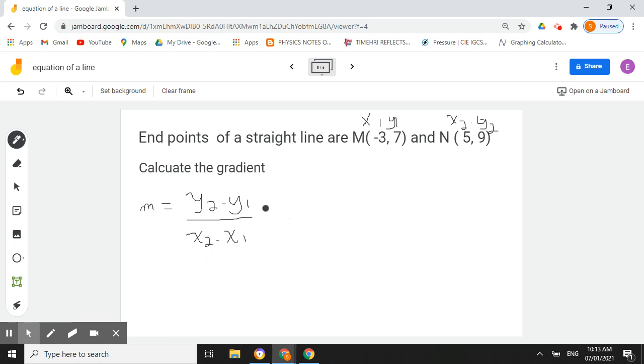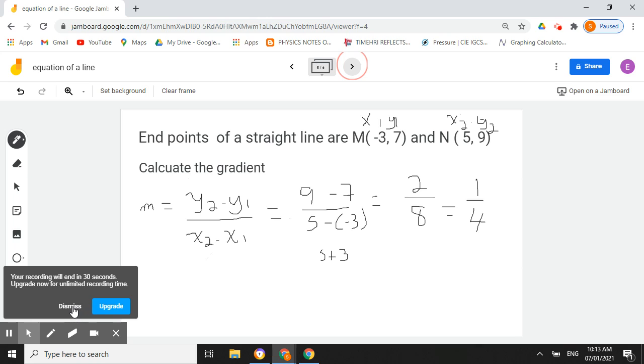So what we're going to do now is our substitution. That's 9 minus 7, that's y2 minus y1, over x2 minus x1, which is 5 minus minus 3. So this becomes 9 minus 7, that's 2, over 5 plus 3, so that is 8. I can reduce that: 2 into 2 goes once, and 2 into 8 goes 4 times. So the gradient for that line is 1 over 4.